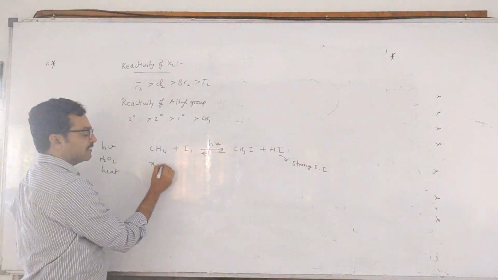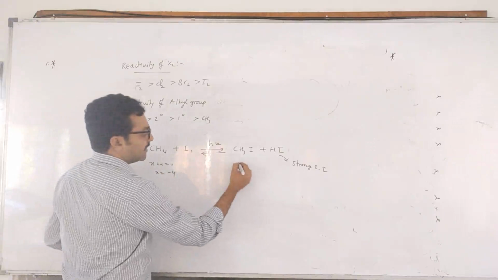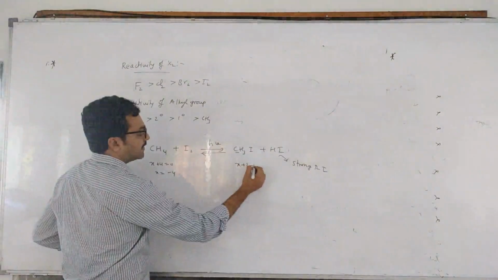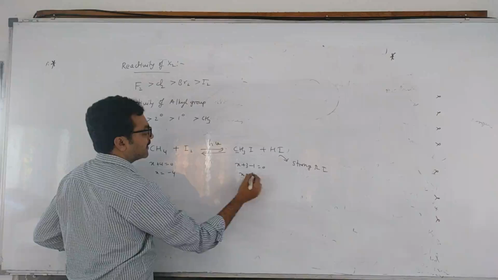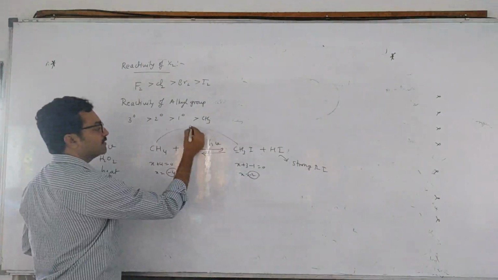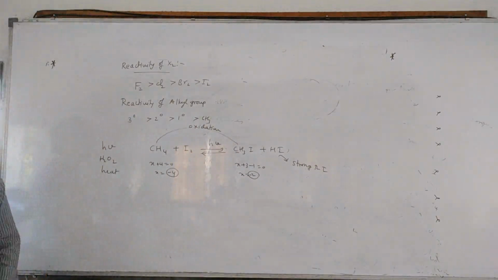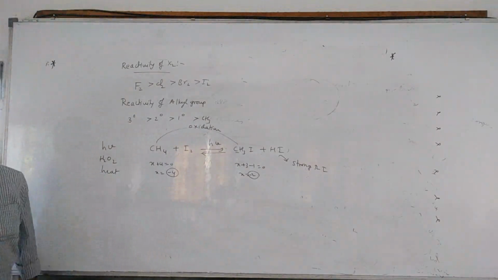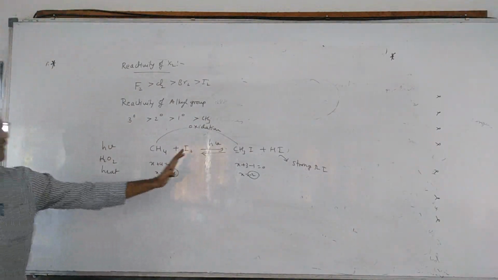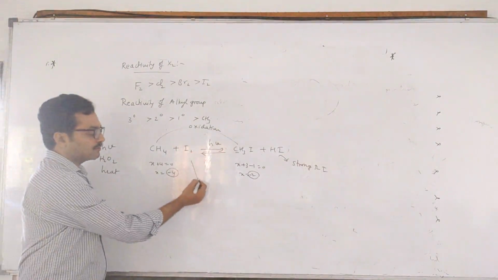So x minus 4 is equal to 0, x is equal to minus 4. Here I am calculating the carbon oxidation state. X plus 3 minus 1 is equal to 0, x is equal to minus 2. So what is this reaction, children? Oxidation. So I2 is a good oxidizing agent here. A normal oxidizing agent, not that one. I2 is simply the oxidizing agent here.